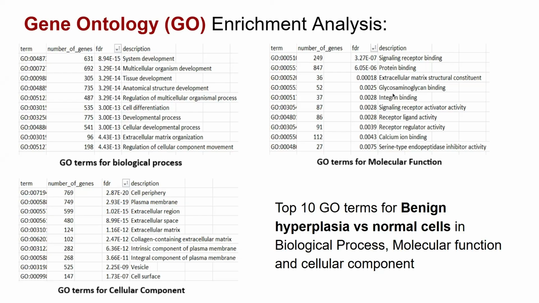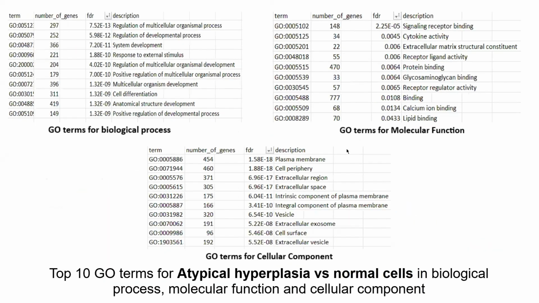Similarly, in molecular function, there are protein binding and signaling receptor binding. All these functions are done through a certain number of genes, and if there is any abnormality or alteration in those genes, invasive cancer condition can arise. These are for the atypical hyperplasia versus normal condition: what genes and how many genes are responsible for what functions, and what the alteration of these functions can lead to in all the three conditions: biological process, molecular function, and cellular component.